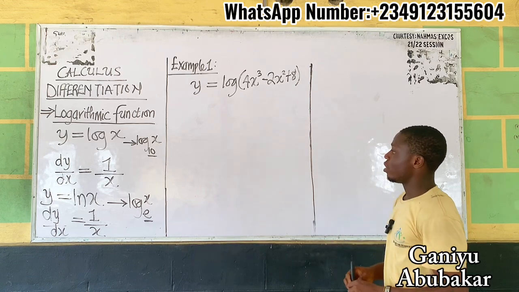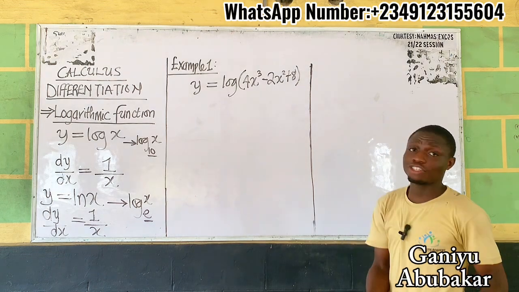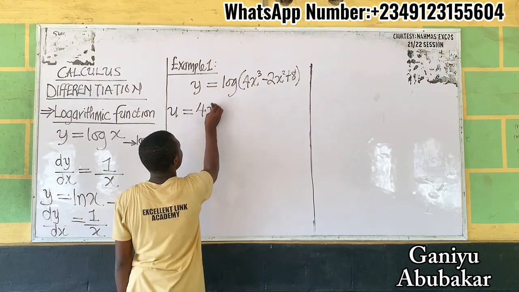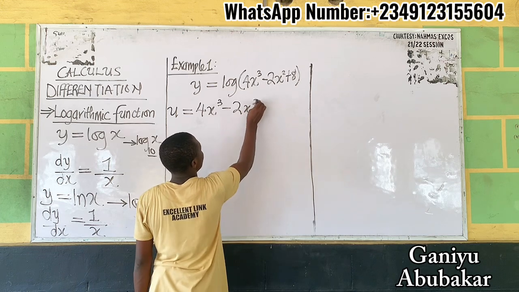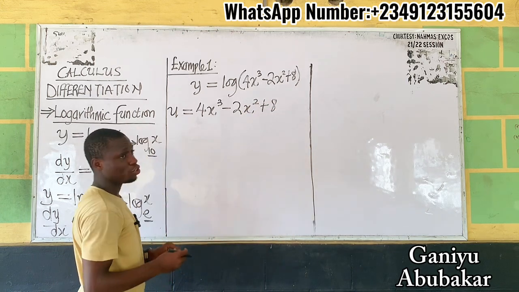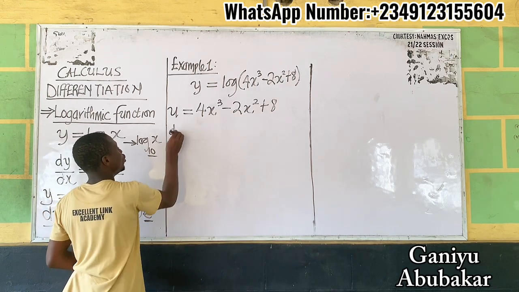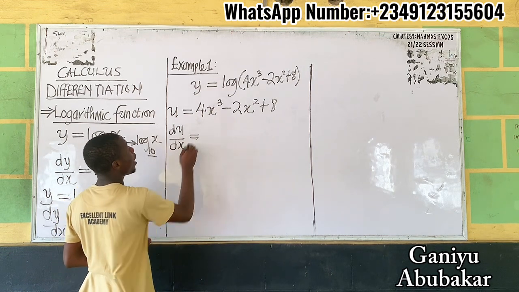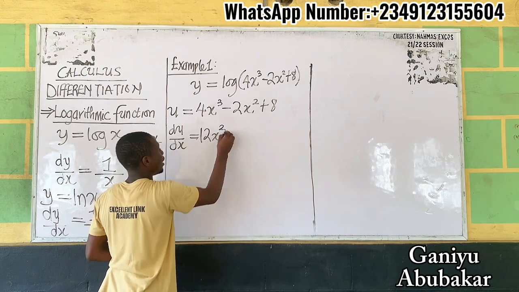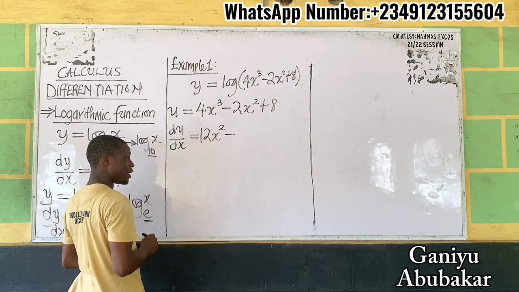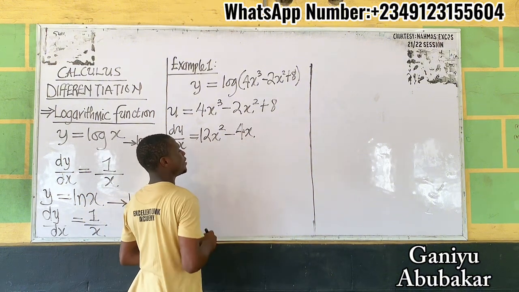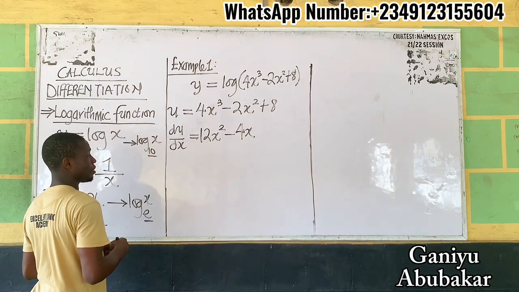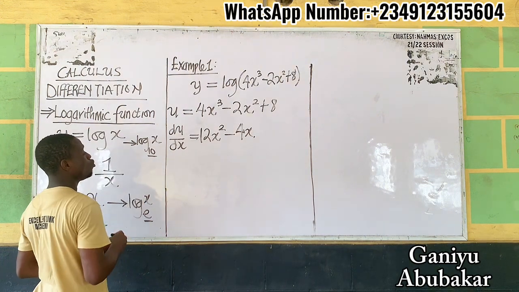All right. Please, first priority is to call the term in brackets u. That's the first task. So let u be equal to 4x cubed minus 2x squared plus 8. Call the term in brackets u. It's clear that I'll be having du over dx as being equal to, please differentiate 4x cubed. I'll have 12x squared minus, please differentiate 2x squared. I'll have 4x. 8 is a constant term. It's 0, so it's off. So my answer becomes 12x squared minus 4x. That's my du over dx.